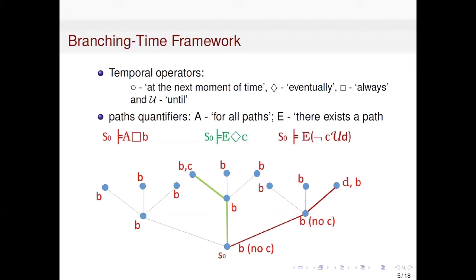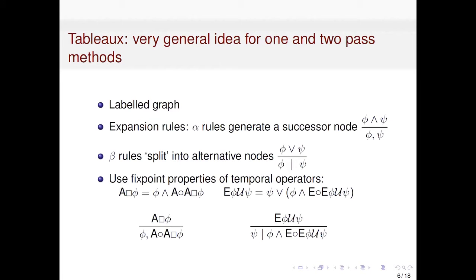And finally, the rightmost formula in brown, I think, tells that you can find a path which is such that eventually you reach the state where D is true, but until that, you don't have C. So not C until D at some path. So just a little model to give you a flavor of the branching time framework and the language of the logics we are dealing with. I think that's familiar to most of you, if not everybody.